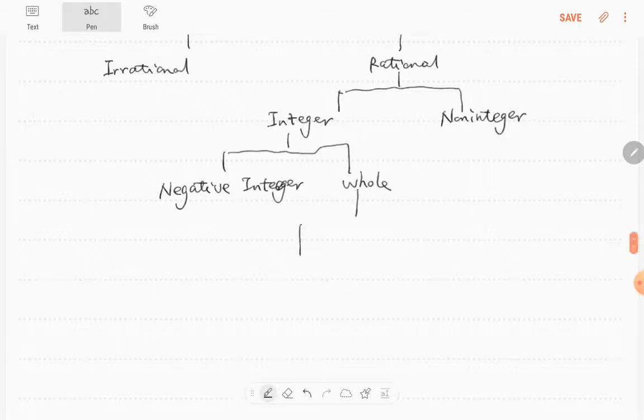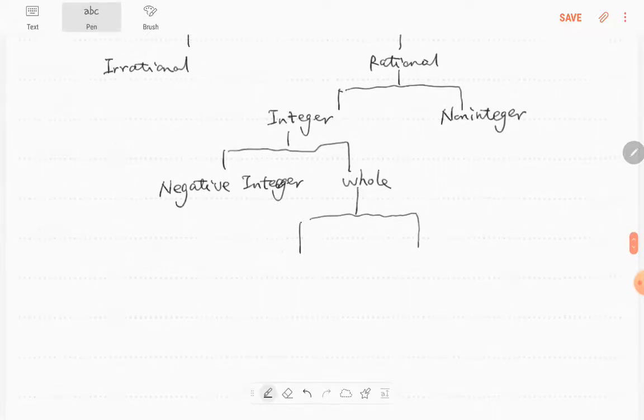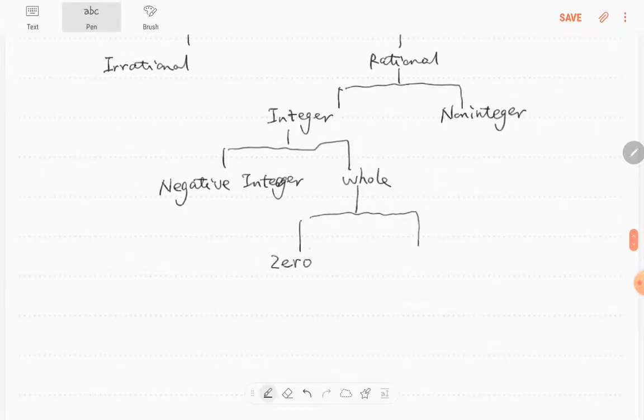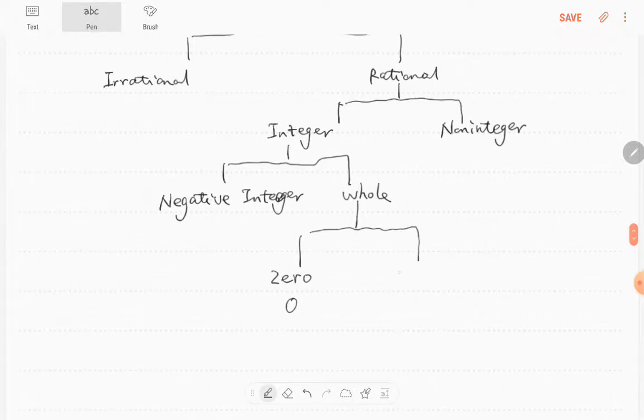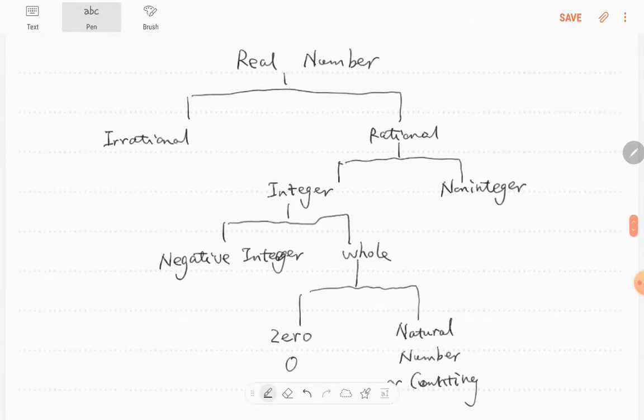Then we try to see the whole numbers. Whole numbers can be 0 and natural numbers or counting numbers. So something like 1, 2, 3, 4. So this one shows the relationship from real numbers to natural numbers. Okay.